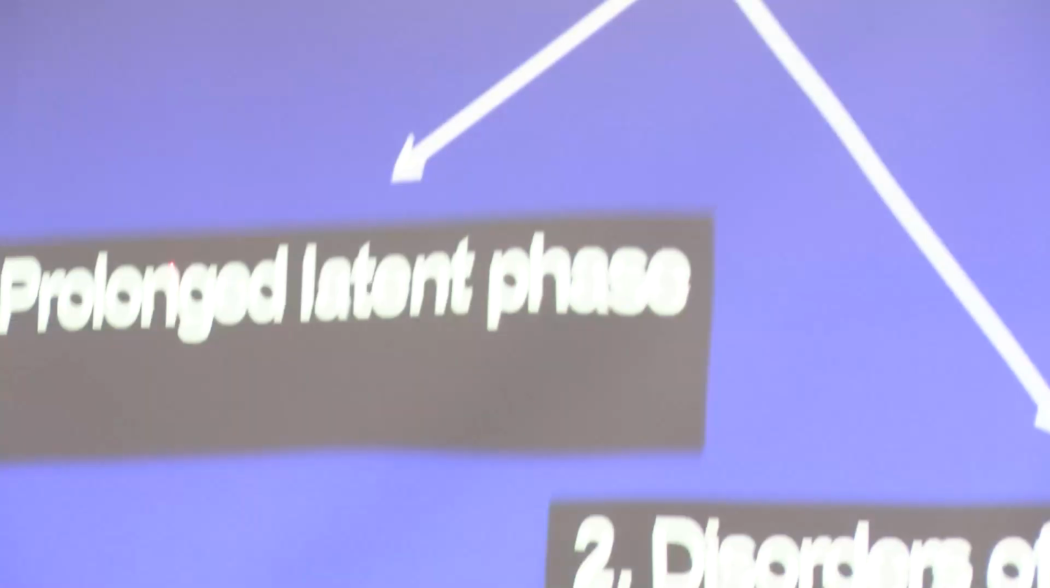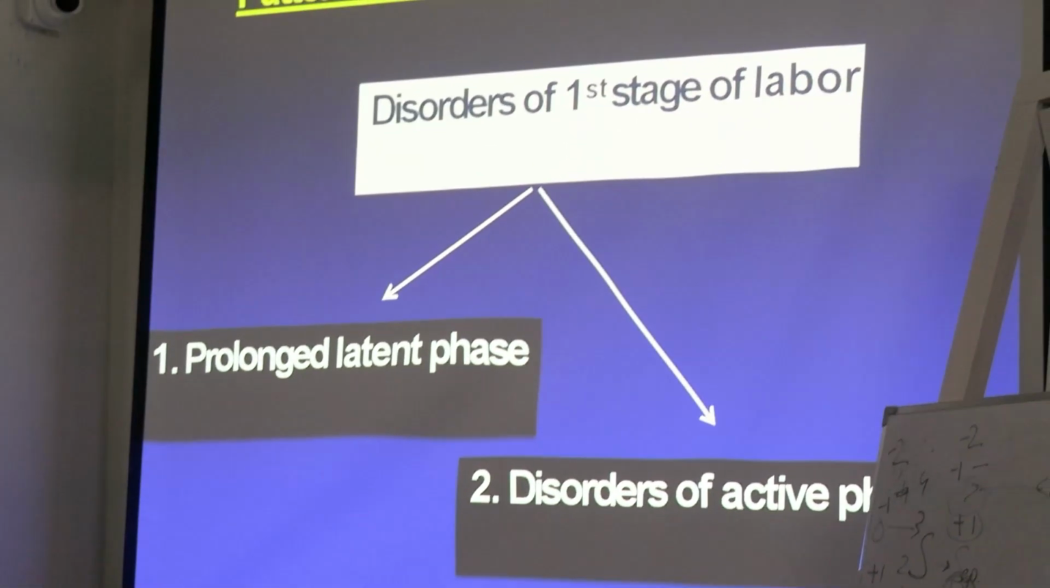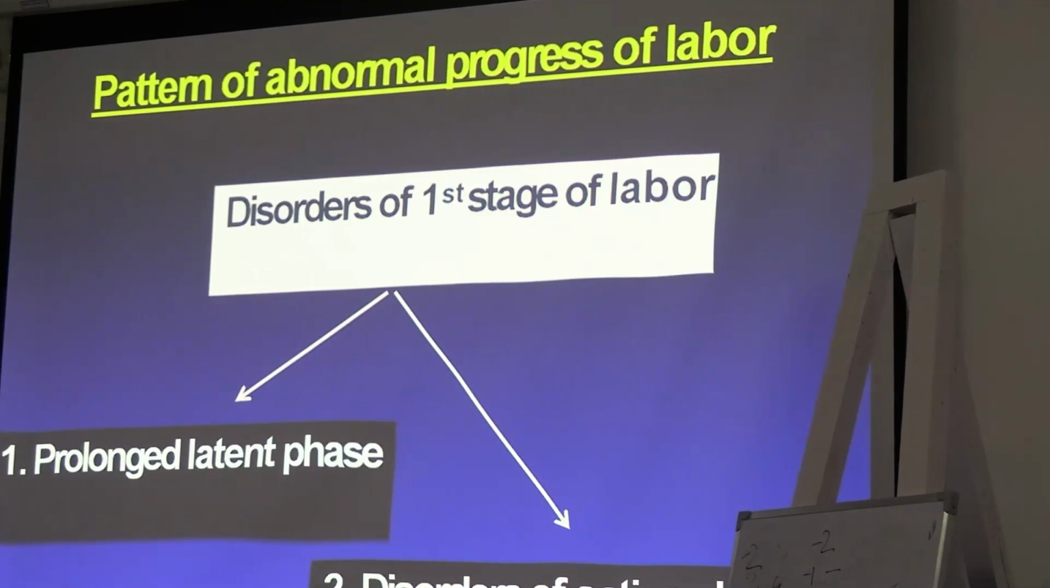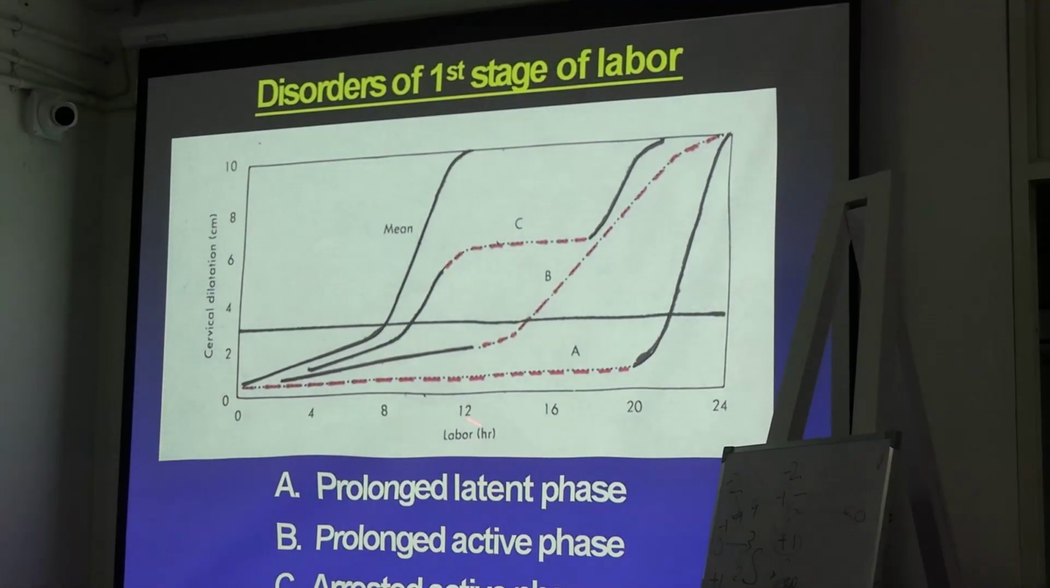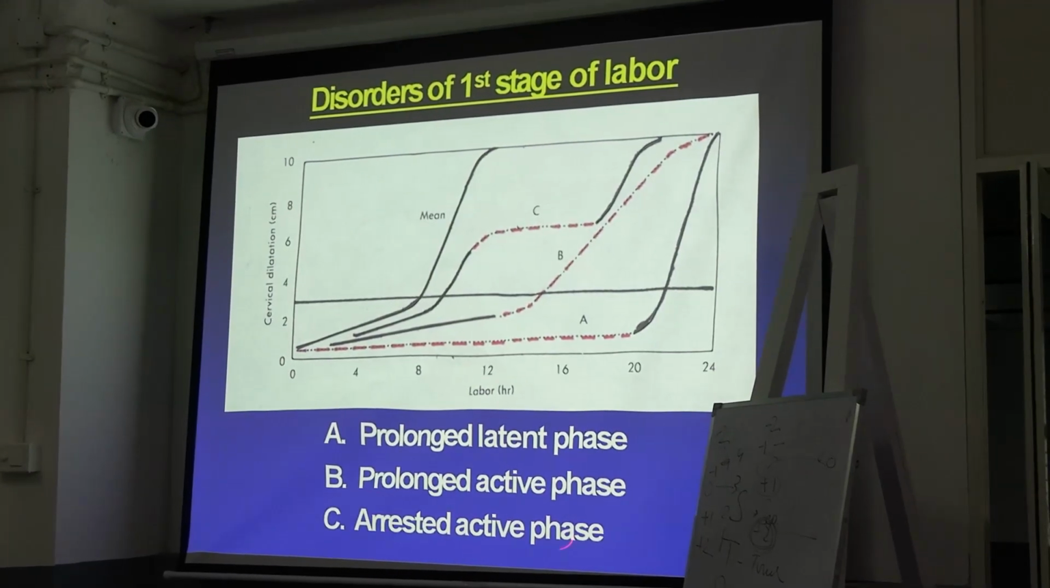One of the main functions of the partogram is to detect early deviation from the normal progress of labor. Disorders of the first stage of labor: prolonged latent phase, disorder of the active phase. Prolonged labor means the normal range is exceeded. There can be prolonged latent phase, prolonged active phase, and arrest of active phase.